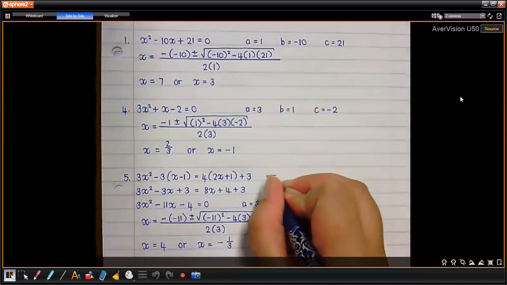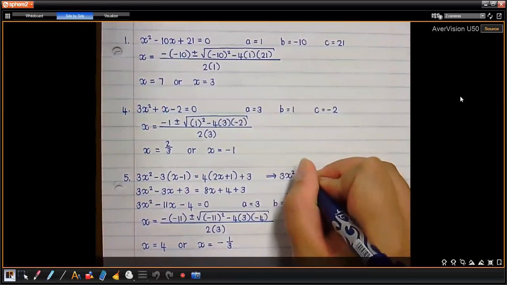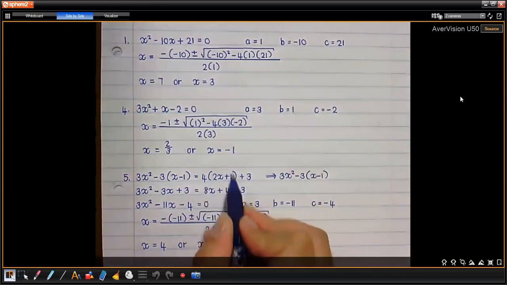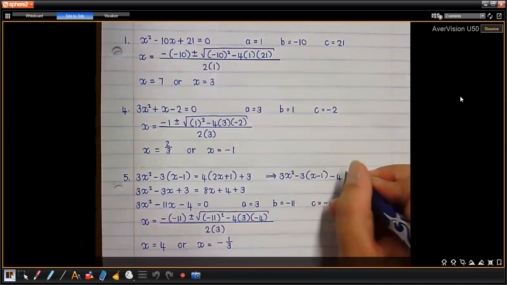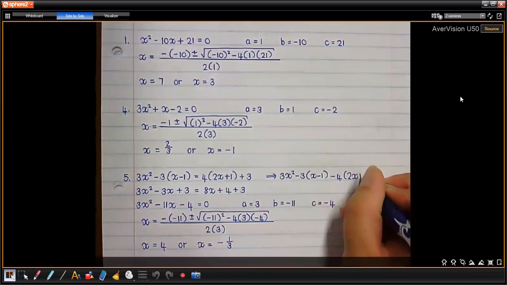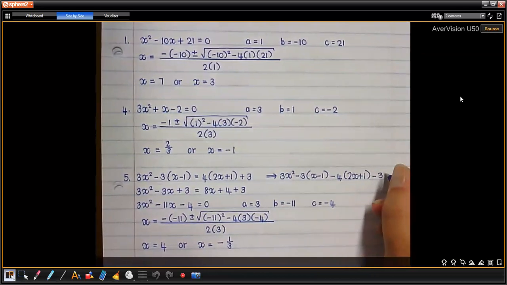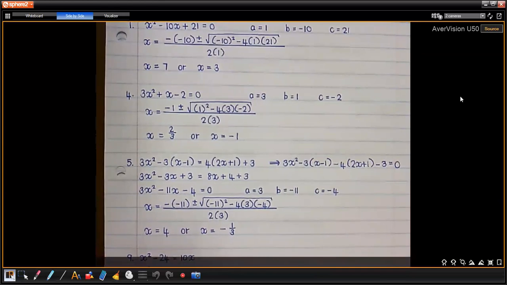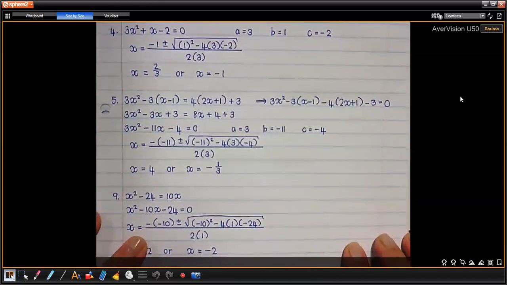If you wanted to do that step in between, so if you wanted to say 3x squared minus 3 times x minus 1. And then this is positive 4 for this term, so when you move it, it will become negative 4. And then this plus 3, if you wanted to move that, would become negative 3. You could have done that first. Okay, so you could have done the movement first, and then multiplied after. It's fine, you get the same answer.